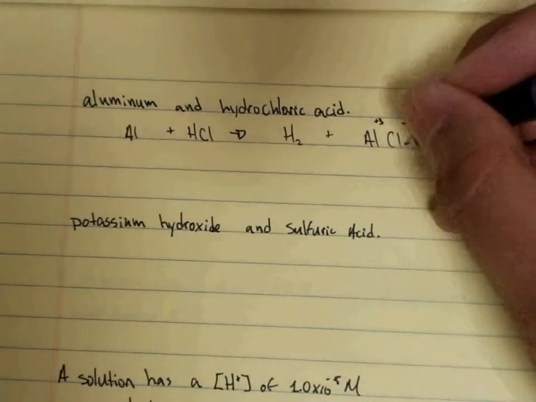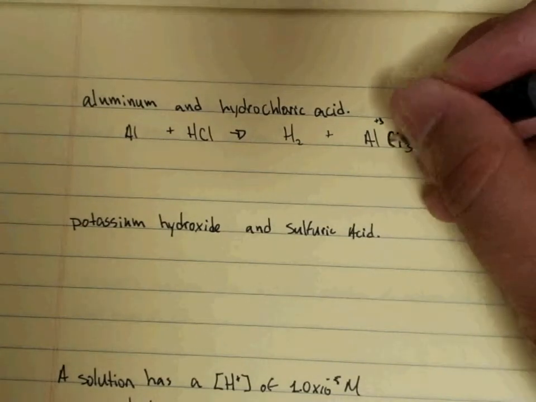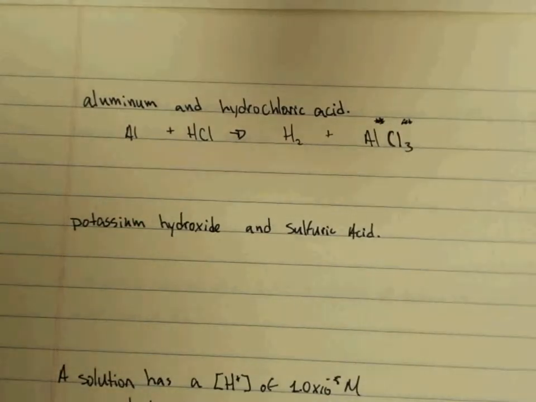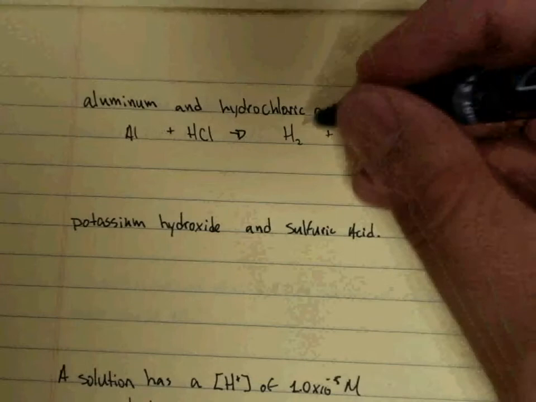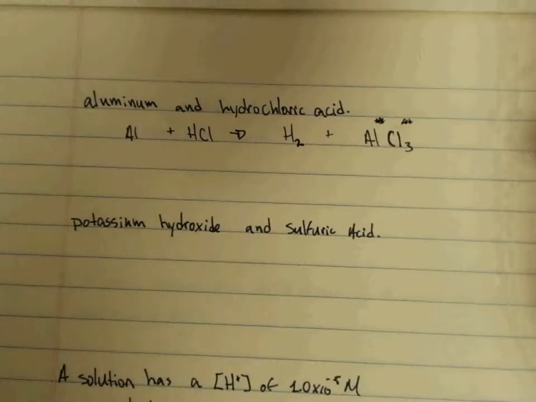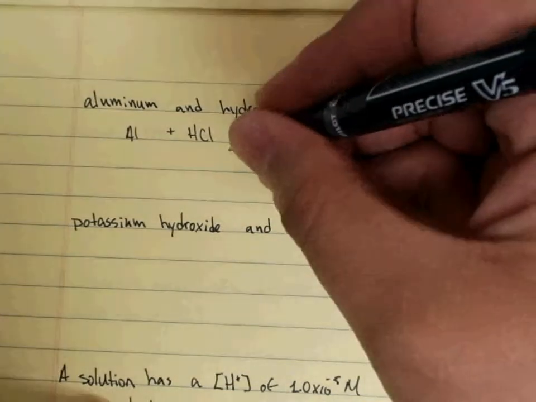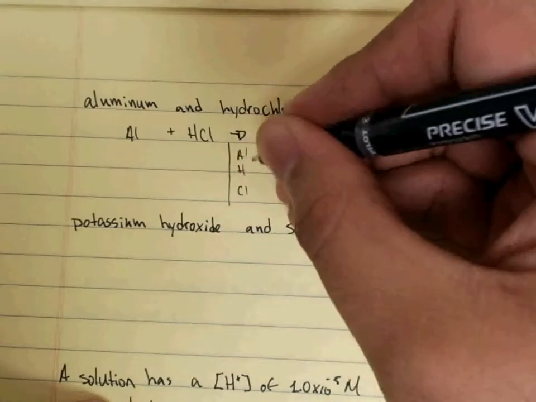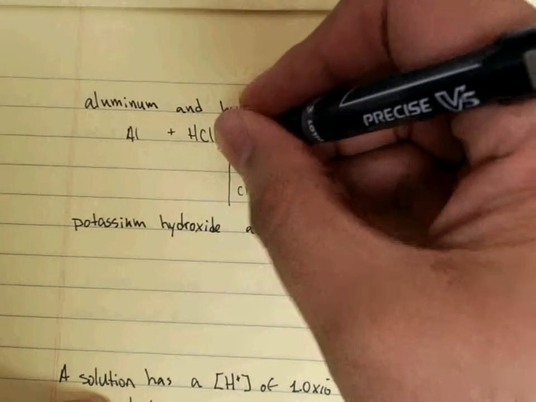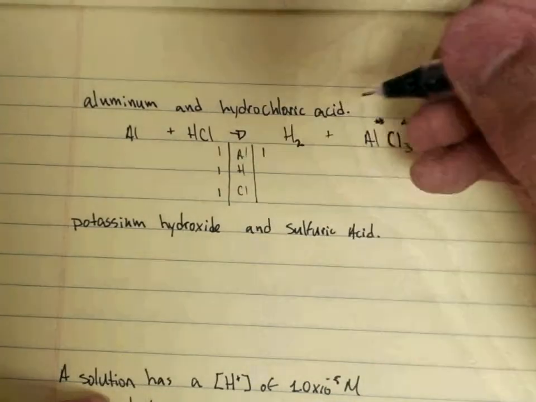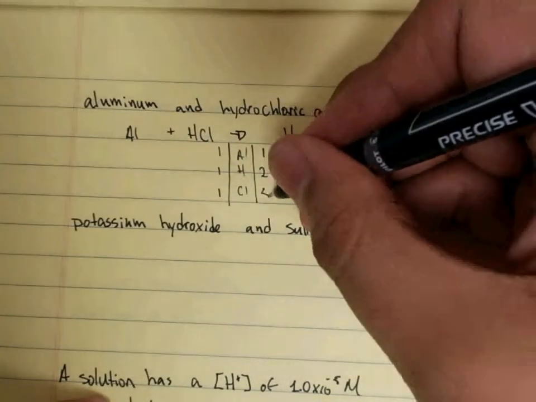so I'm going to crisscross them, and I need aluminum chloride to have 3 chlorines for every 1 aluminum. So there we are, and I know that hydrogen does not exist as H alone, it is H2. It's a diatomic molecule. So I need to have this thing balanced. It's not balanced currently, so I'm going to have aluminum, hydrogen, and chlorine. So on this side I have 1 aluminum, 1 hydrogen, 1 chlorine. On this side I have 1 aluminum, 2 hydrogens, 3 chlorines.